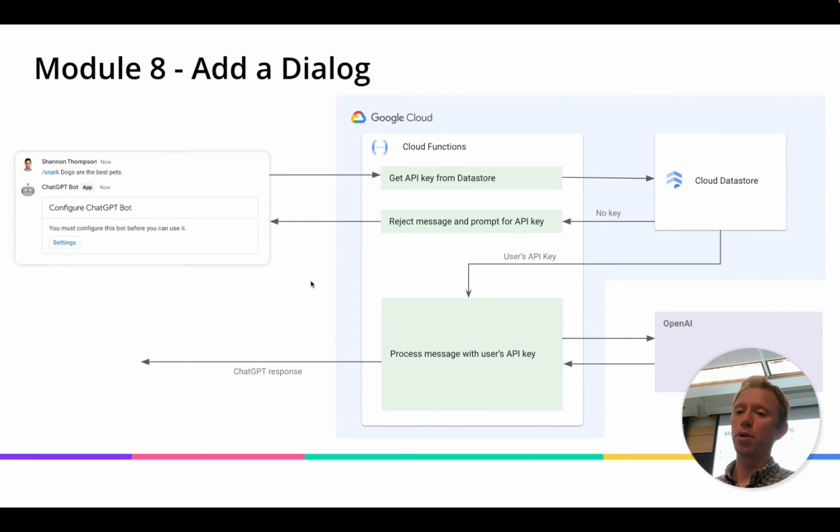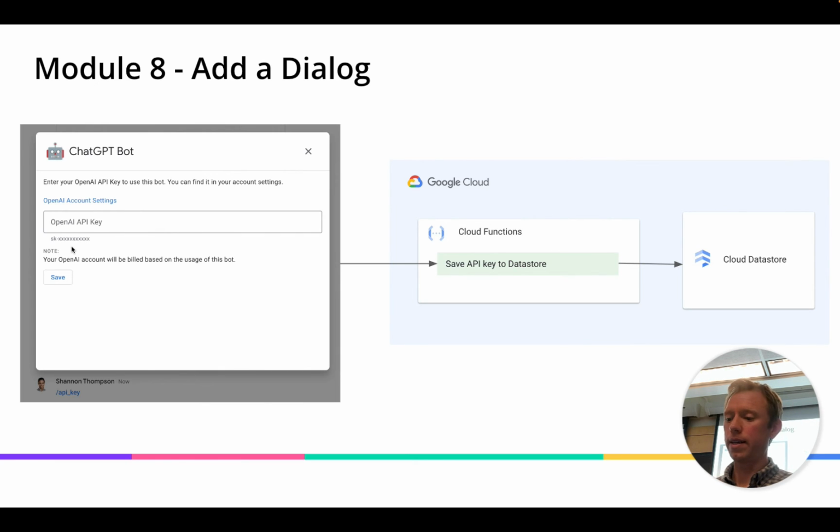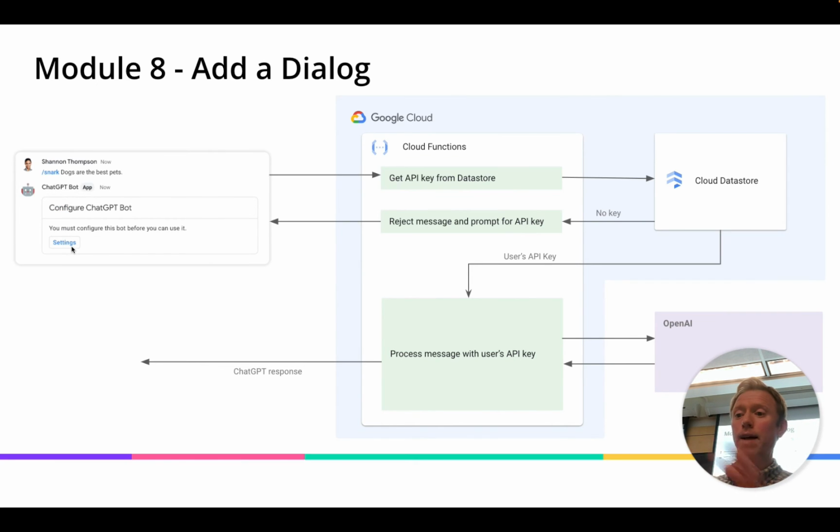And then again, if a person for the first time starts using the bot, it's going to check the data store. There's no key. It's going to have this beautiful card here that says you must configure this bot before you can use it. And the settings button, if they click it, then it will show this dialog here. So that's Module 7 and Module 8. We're skipping it for now. You have all the things you need to do it on your own at home if you so choose.